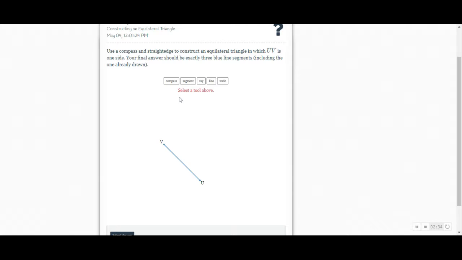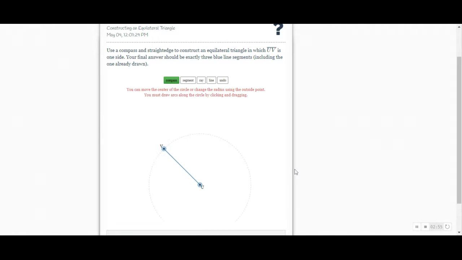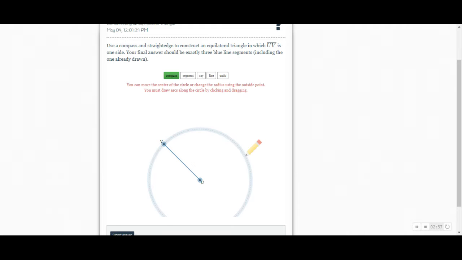So let's go ahead and put our mouse on the word compass and click on it. So the word compass should turn green, and it says click and drag and draw a circle. So you could start with whatever, okay? But I am going to put my mouse on point U and click on it and drag it to point V. So now you could see that there's a dashed circle around it.